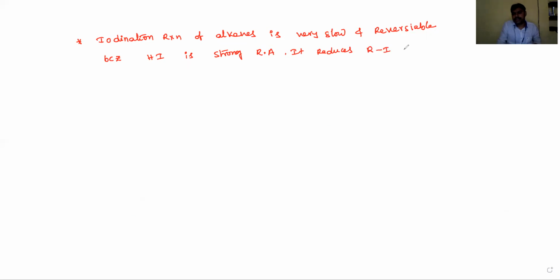It reduces alkyl iodide into alkanes again. Alkyl iodide into alkanes, dear students. For example, take methane. Methane on iodination at high temperature gives methyl iodide as the product and HI as the byproduct. This HI is a reducing agent. Again, that HI reduces alkyl iodide into alkanes.